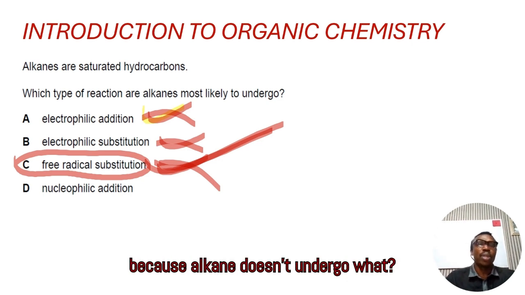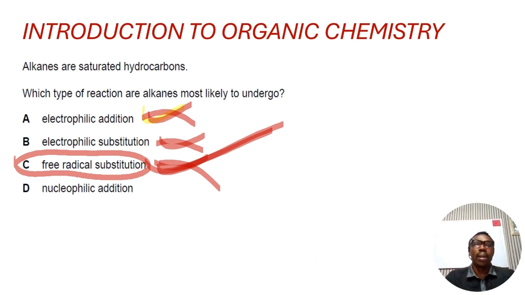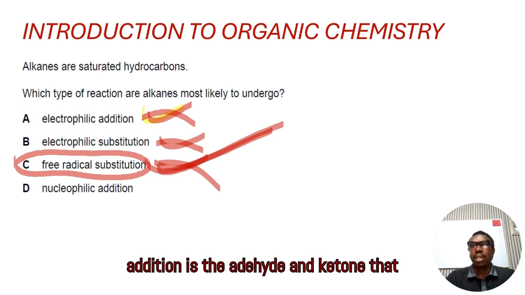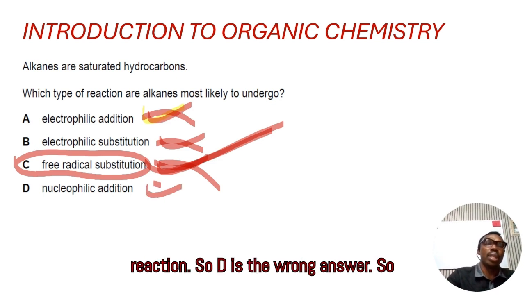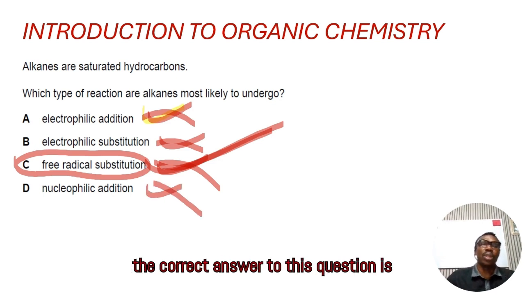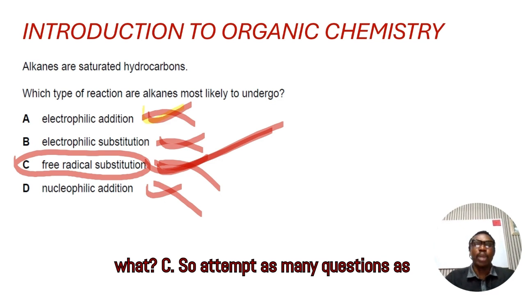D is wrong because alkanes don't undergo nucleophilic addition. It is aldehydes and ketones that undergo nucleophilic addition reactions. So D is the wrong answer. So the correct answer to this question is what? C.